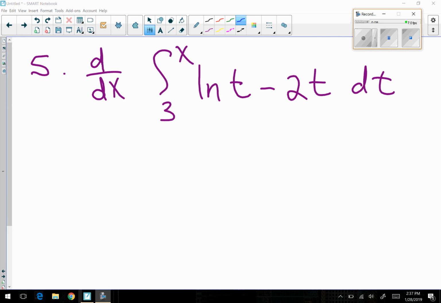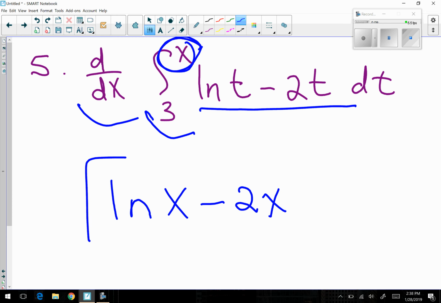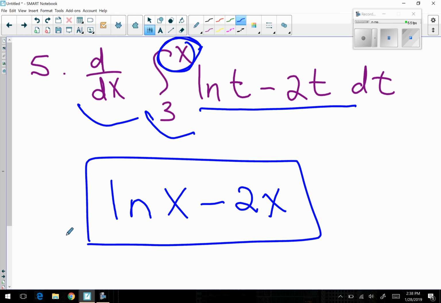This problem, number 5, here we're taking the derivative of an integral. So I know derivatives and integrals are inverse operations, and since this is only an x, I am not using chain rule. So my final answer is this same function, but instead of a t, I'm using x. So my answer is ln of x minus 2 times x. Finished.